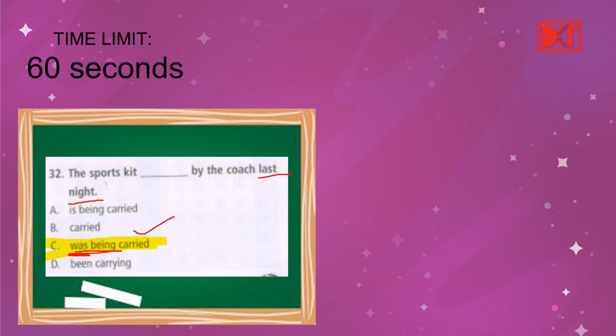For the other ones, A, is hai, which is present tense, incorrect. B, yahan pe auxiliary verb nahi hai. And D, been carrying, ye incomplete hai. Alright.